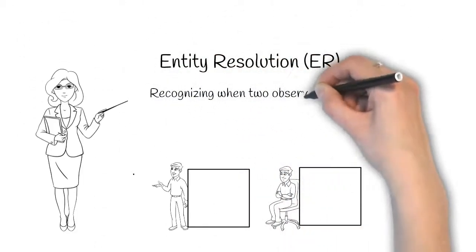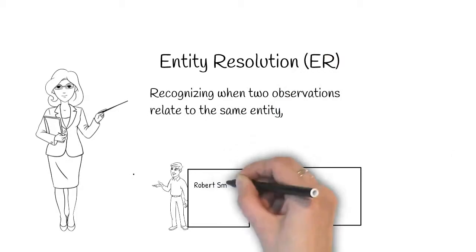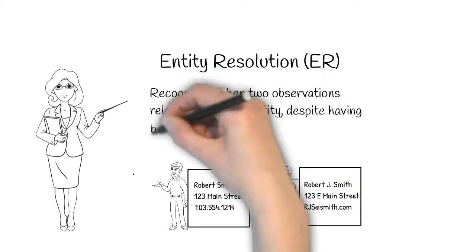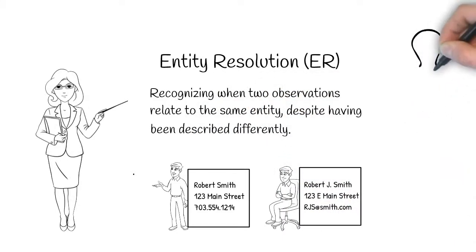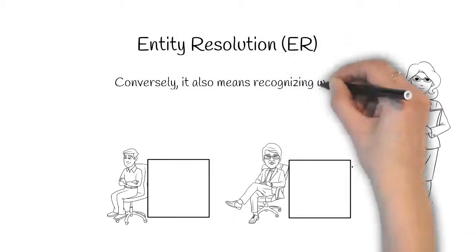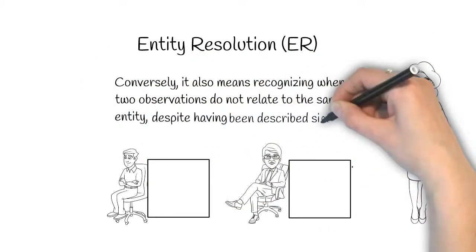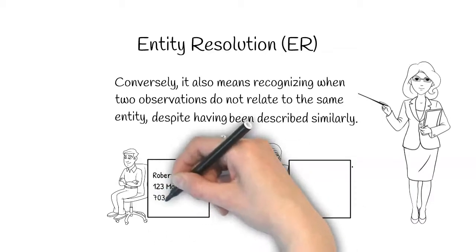Entity resolution is recognizing when two observations relate to the same entity despite having been described differently. Conversely, it also means recognizing when two observations do not relate to the same entity, despite having been described similarly.